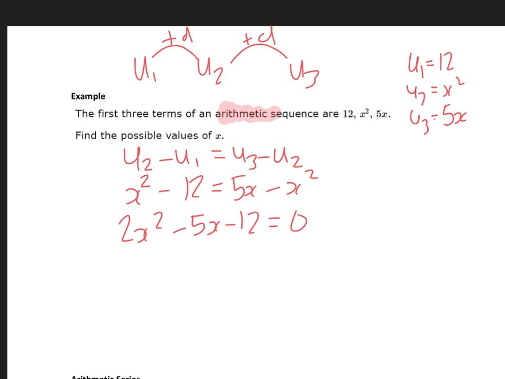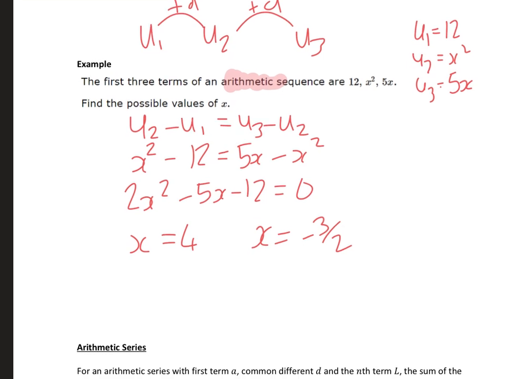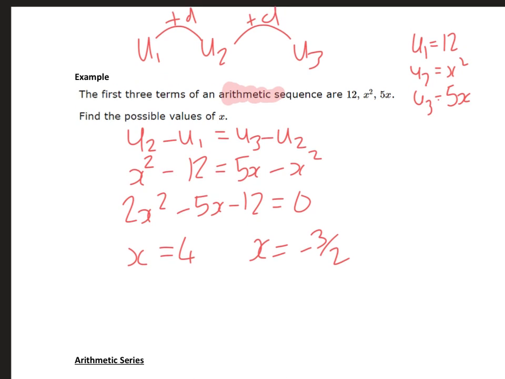So 2 minus 5 minus 12. So I get my values for x: x is 4, or x is minus 3 over 2. So 2 possible answers for x. And again, what this would look like if I subbed in 4: I would get 12. So if x was 4, I would get 12.